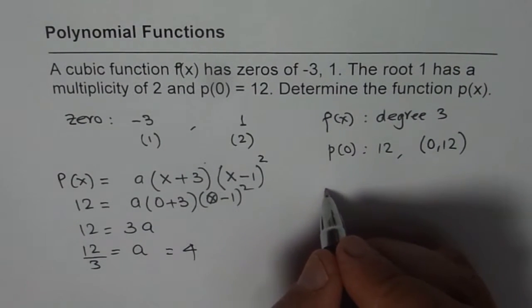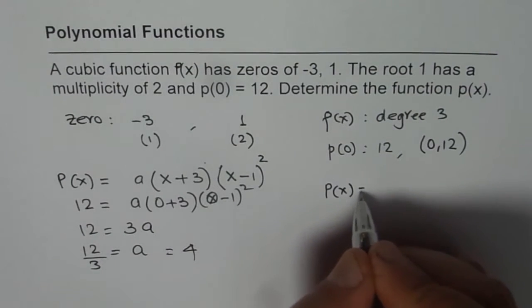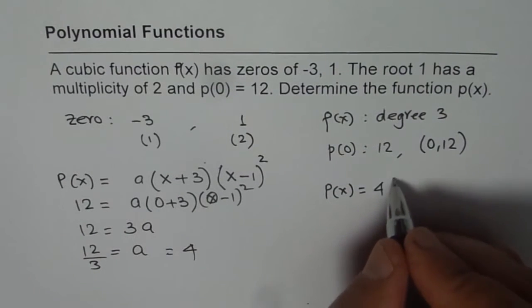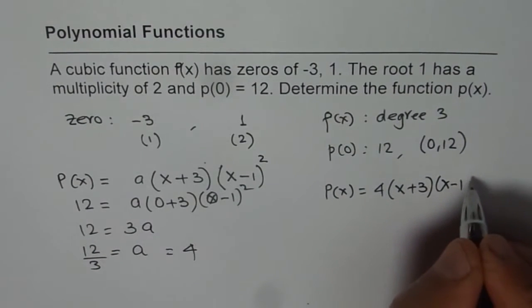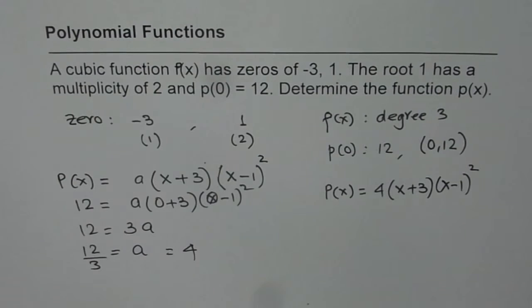So we can write on our function that the polynomial is 4 times x plus 3 times x minus 1 whole square. So that is how we can get the polynomial function. I hope the steps are absolutely clear, right?